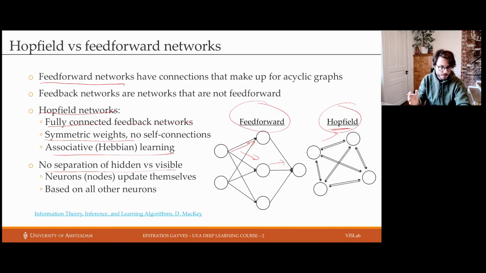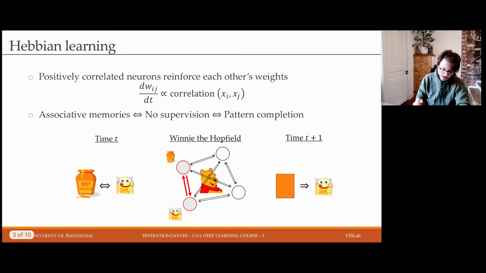With Hopfield networks, traditionally we have no separation between the hidden and visible variables, and the neurons update themselves in a recursive manner based on all other neurons. To make these slides, I used the excellent material from MacKay's book, chapter 42. So what is Hebbian learning? That helps us learn associative memories.